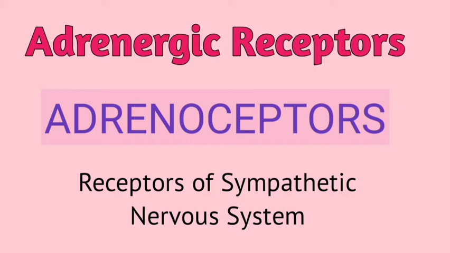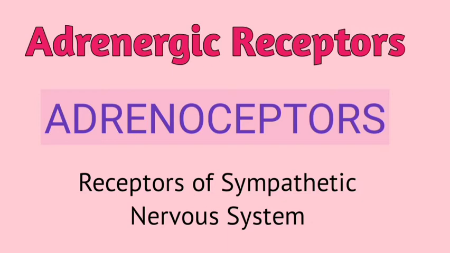This video is about adrenergic receptors, also known as adrenoceptors. A proper understanding of adrenergic receptors, their location and function is necessary for a better understanding of adrenergic pharmacology. Adrenergic receptors are the receptors of the sympathetic nervous system located on effector cells where norepinephrine is the main neurotransmitter. Also, epinephrine, dopamine and other neurotransmitters act on adrenergic receptors.